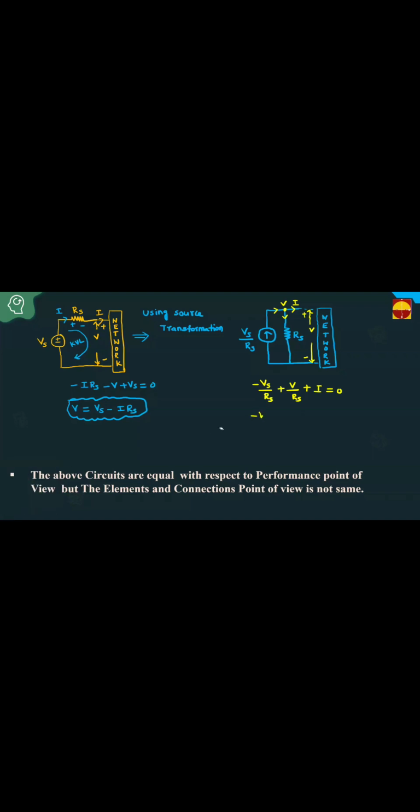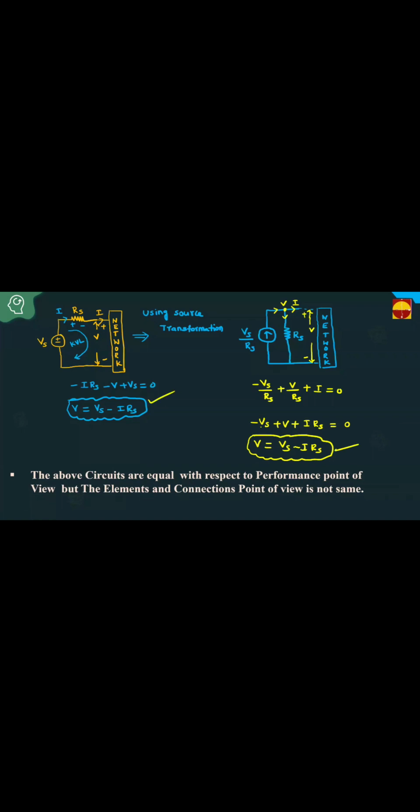Now, shall I write like this? To simplify this, Rs is the LCM: minus Vs plus V plus I into Rs equal to 0. Then from this, bring this Vs to this side: V equals Vs minus I into Rs. That is finally V equals Vs minus I into Rs. This remains same. I'm getting the same value.